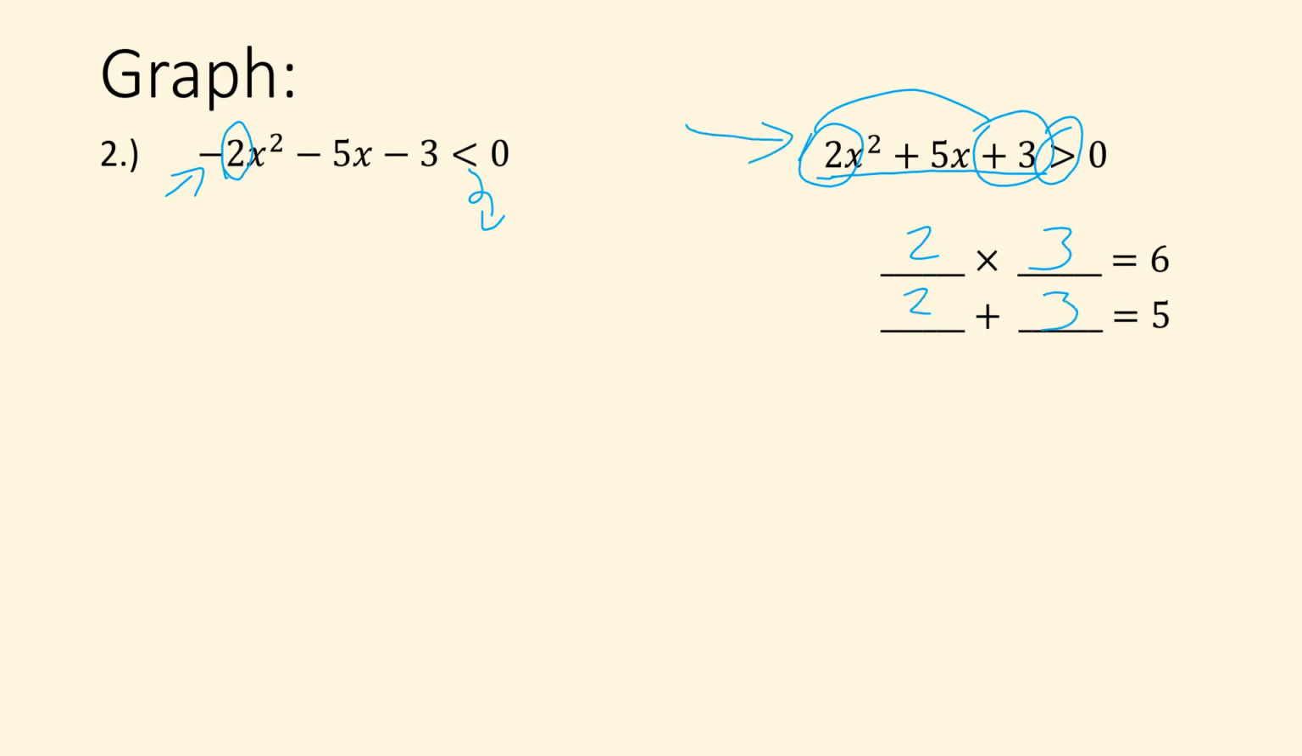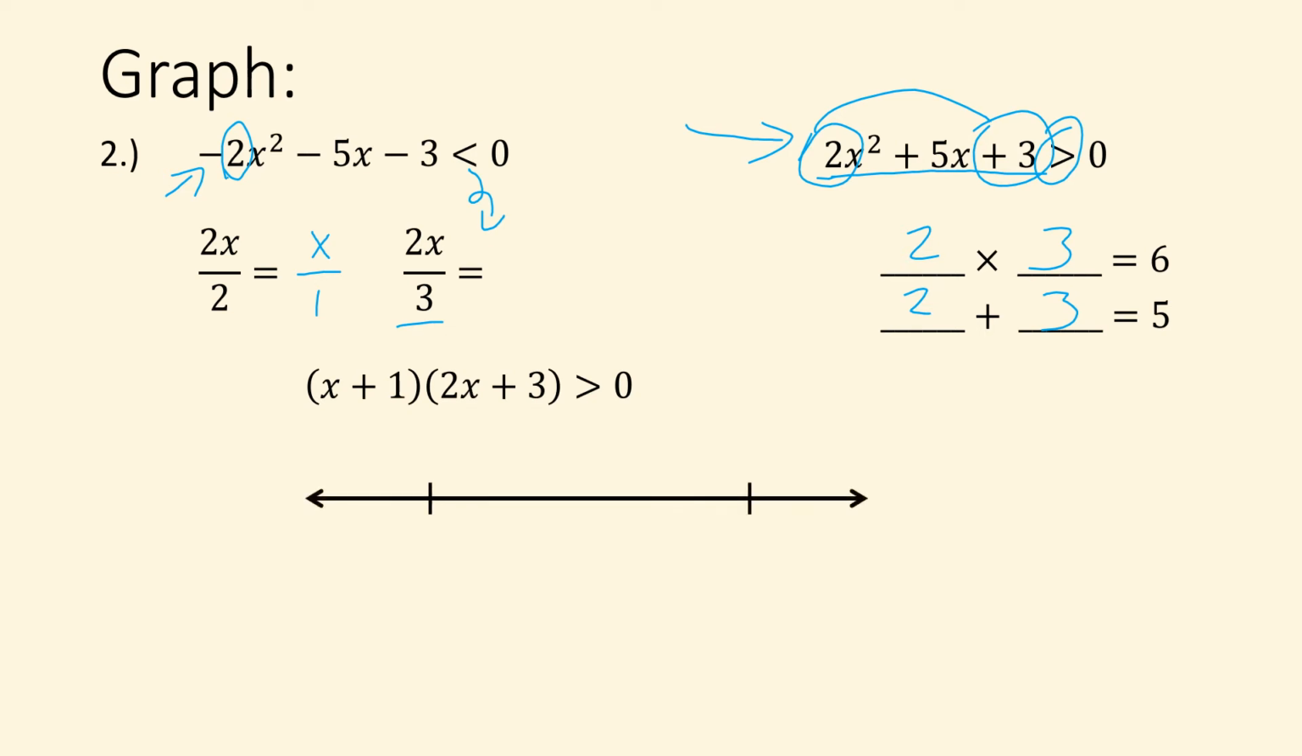And since we have that coefficient that isn't a 1, we have to do the 2 fractions. 2x over 2, this we can simplify, x over 1. This one we can't. So we make our 2 parentheses: x plus 1, 2x plus 3. And we're going to solve each of those. This is going to give us x equals negative 1. And this one, if we solved it out, would give us x equals negative 3 over 2.